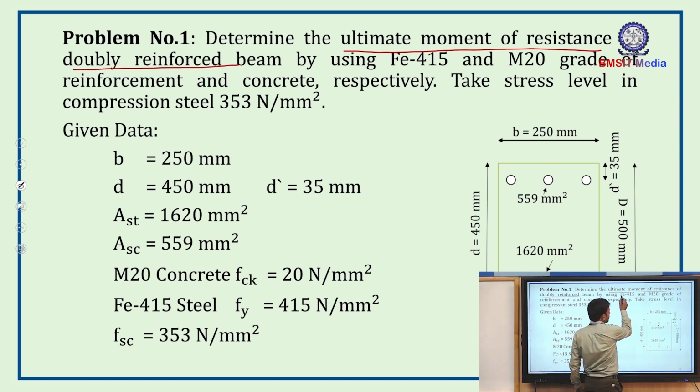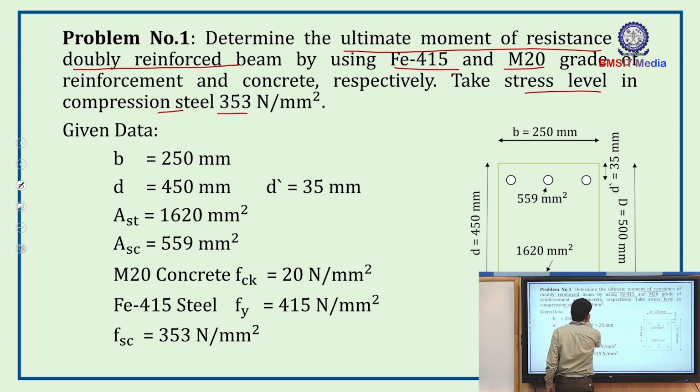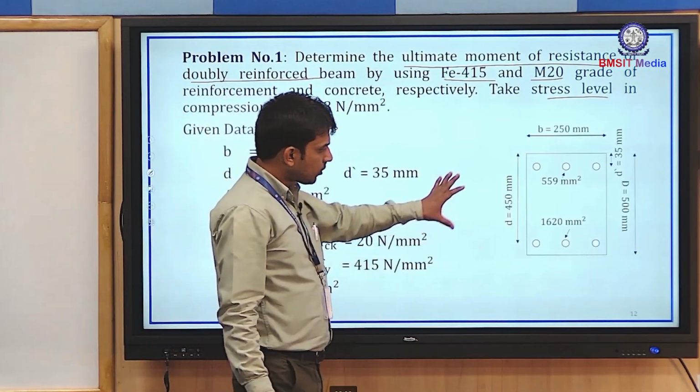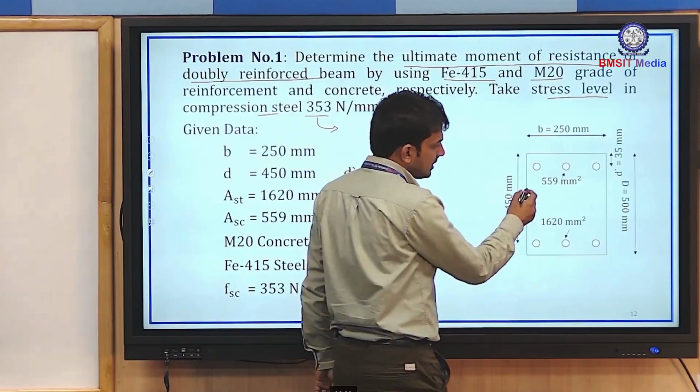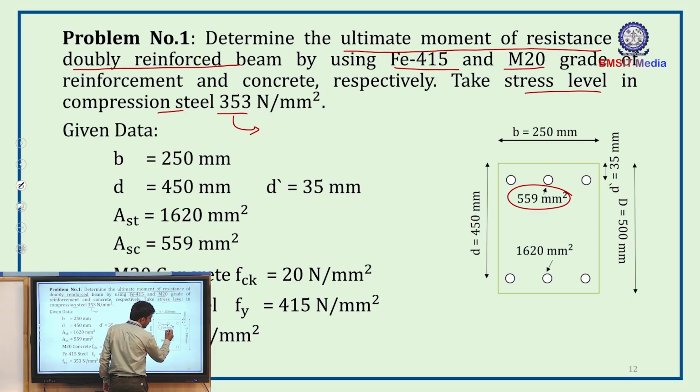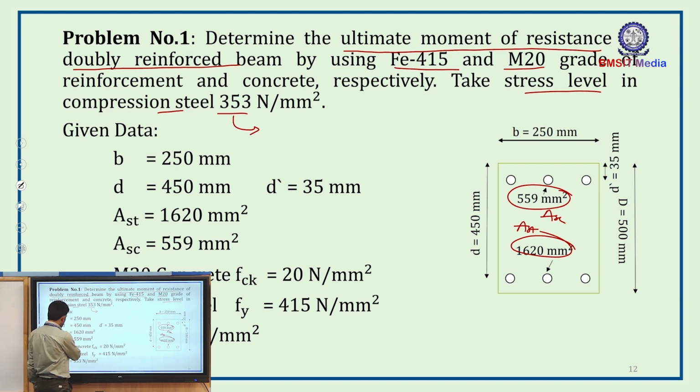Using Fe415 and M20 grade of material, take the stress level in the compression steel as 353. So this fsc is directly given to you. This is the fsc given in this question, and the beam cross section is given to you. We can see this is the Asc we have, the compression zone, and this one is the Ast we have. So Asc and Ast are directly given to me.